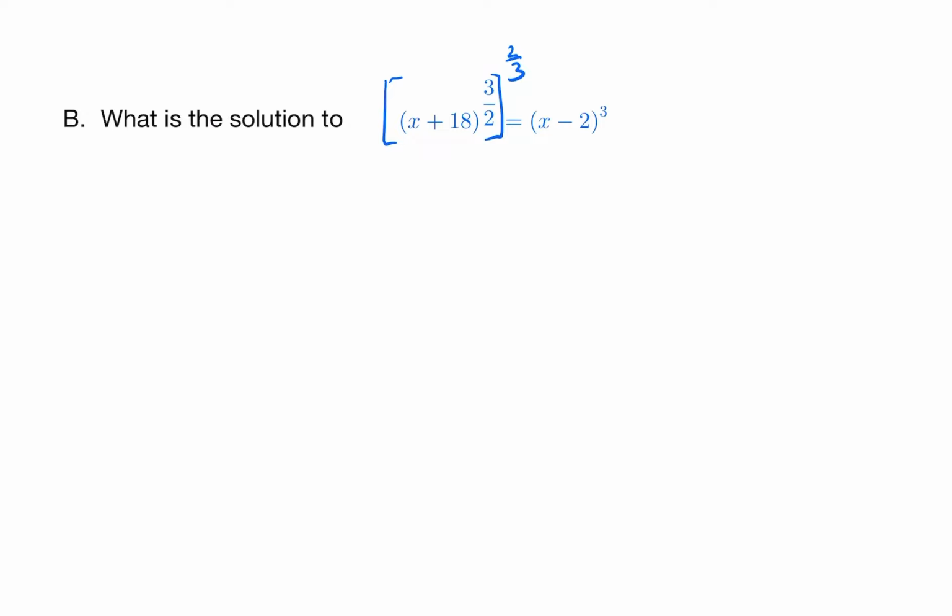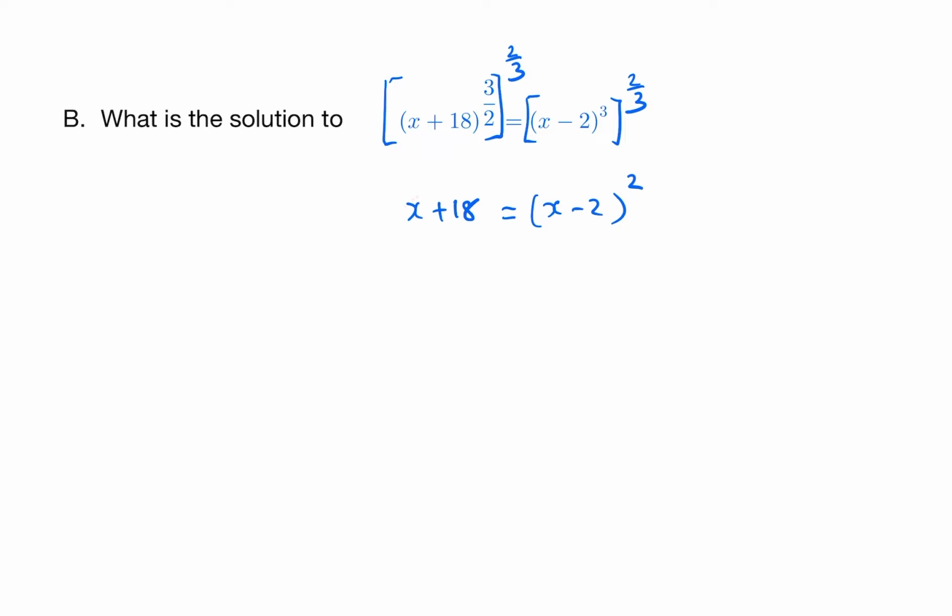Okay. Now, when we raise it to the 2/3 power, we have to do that to both sides. So we're going to raise this to the 2/3 power. And when we do, we get x plus 18 is equal to x minus 2 quantity squared. Just as a reminder, when you raise a power to another power, you're going to multiply them out. So 3 times 2/3 is just 2. Okay, and that's why we have this 2 here.